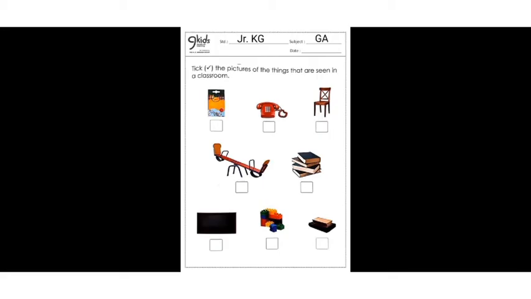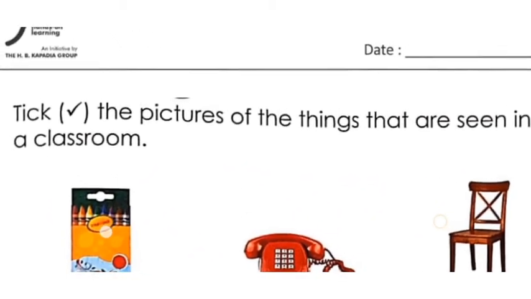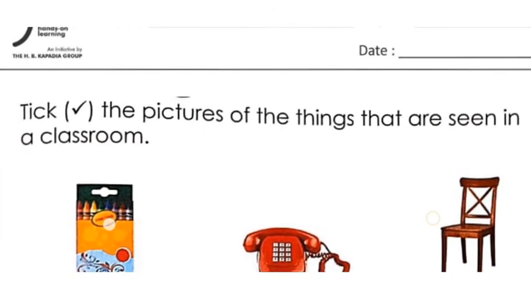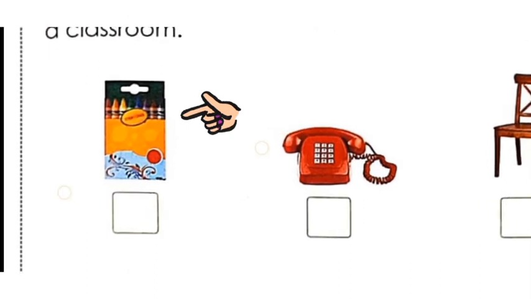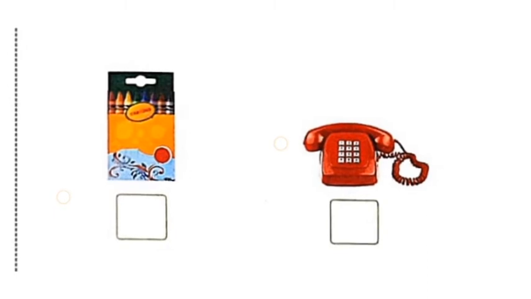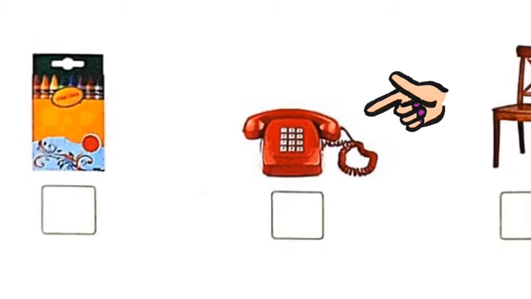Here is the worksheet. Take the pictures of the things that are seen in a classroom. This is a crayon box. It is in our classroom, so we will tick in the box. This is a telephone. It is not in our classroom, so we will not tick in the box.